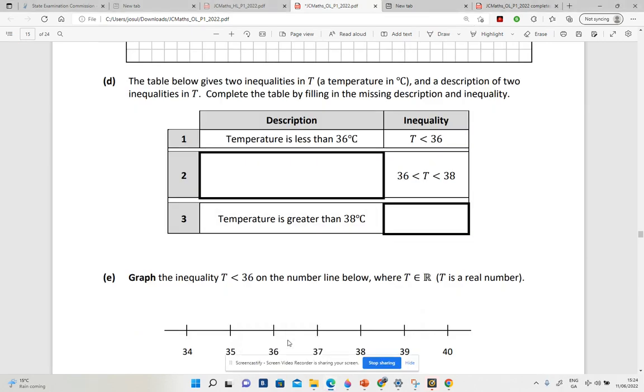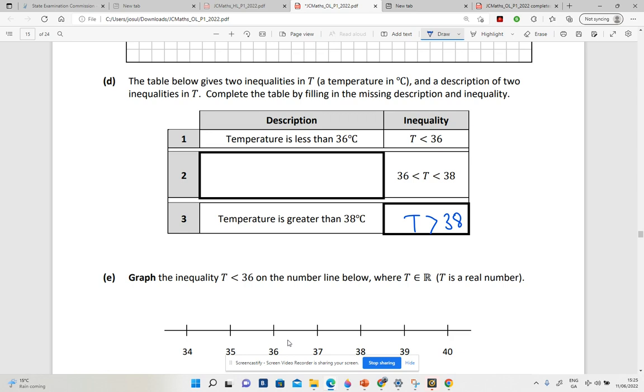Okay, so part D. So the table gives 2 inequalities in T, temperature in degrees Celsius, and a description of the two inequalities in T. Complete the table by filling in the missing description and inequality. So they've done one for you. So temperature is less than 36 degrees Celsius. T is less than 36. So what you need to do is translate this into English and translate that and the last one into maths. So we'll do that one quickly. So this is the opposite of the one above. So it's t is greater than 38.